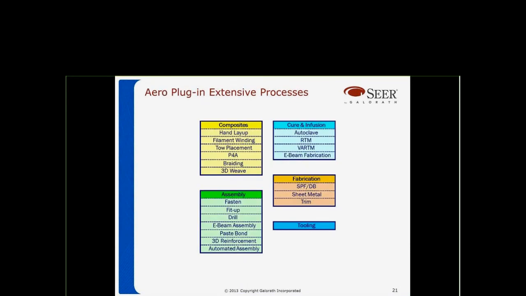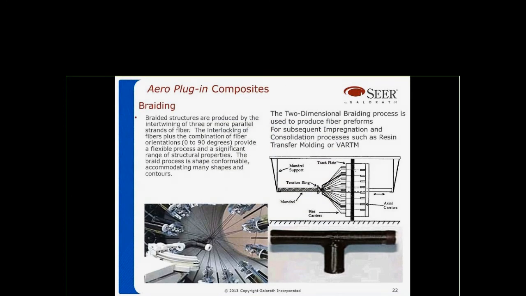Now, as far as the Aero plug-in is concerned, what we've done here is we've covered the composites area. First process I'm going to show you is braiding. And the braiding process typically is a vendor type process. But if you want to know what that vendor should be charging you, you can come up with the cost.